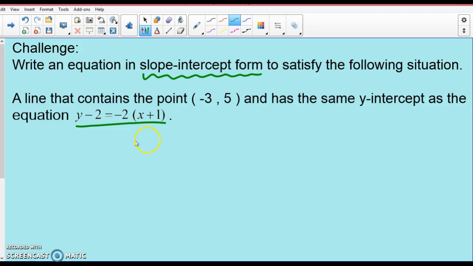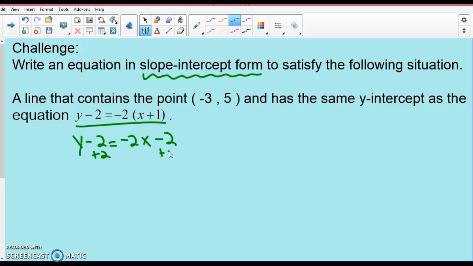This line is given to us in point slope form. To figure out what the y-intercept is, somebody said we need to transform this into slope-intercept form. Who can tell me what we would do first to transform this? Justin? Yeah, so y minus 2 equals -2x minus 2. Transform that into slope-intercept by doing what?